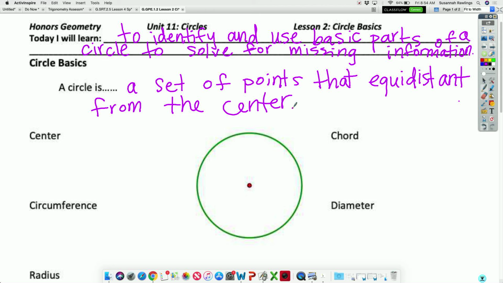Okay, we also name the circle with the center. So I'll give you the center name here in a second, but we would call it like circle A. I'm going to give you the letter A. So we would name that circle A. You name the circle by the center. Okay, so our center is A in this case.